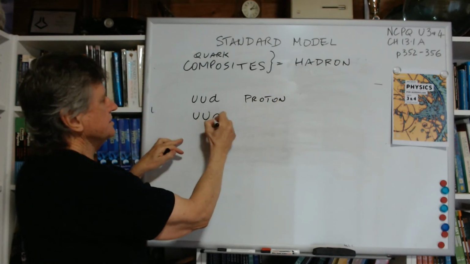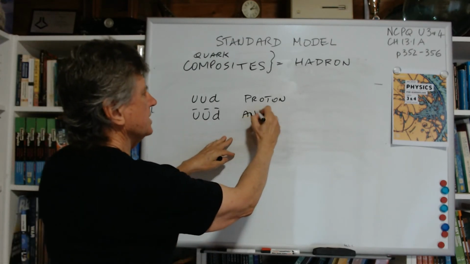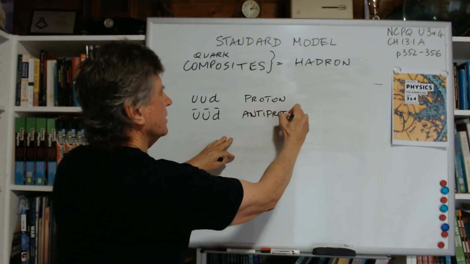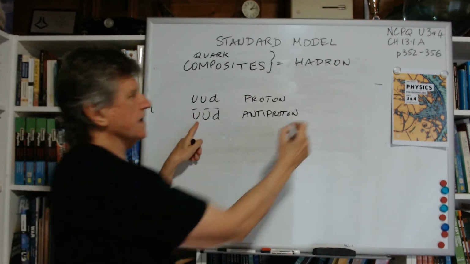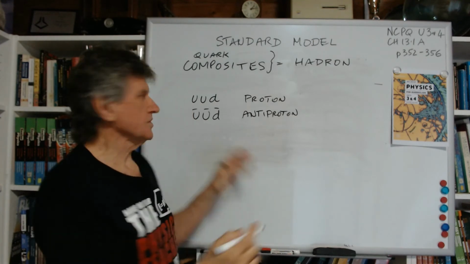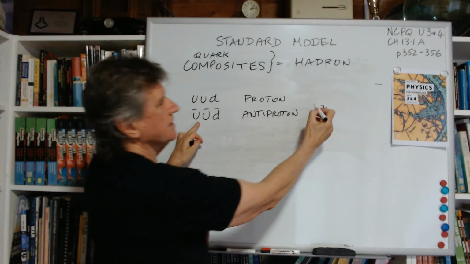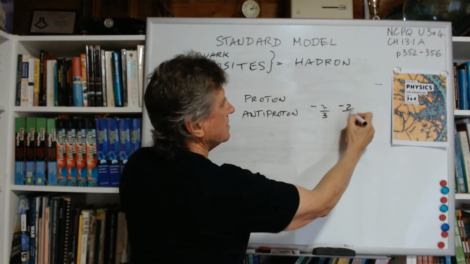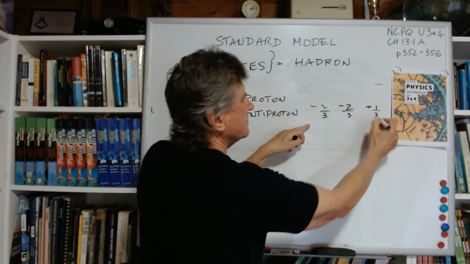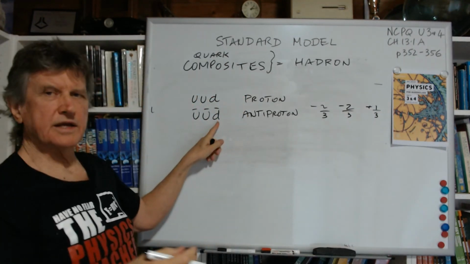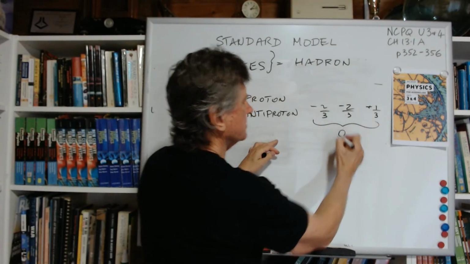If you had this, anti-up, anti-up, anti-down, this would be an anti-proton. Now if you wanted to check, it should have the opposite charge to that. So an anti-up will have opposite charge. An up was plus 2/3. This is an anti-up, so it's minus 2/3, minus 2/3 for the second anti-up, and plus a third, which is the opposite of a down. So an anti-down is plus a third. And if you add all that up, it comes to 0.